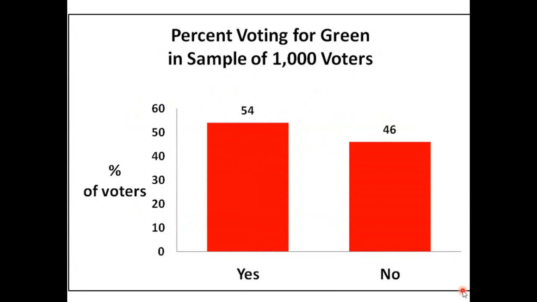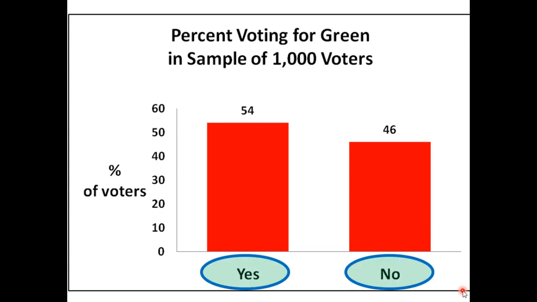It's just a density histogram. The x-axis indicates how voters plan to vote regarding Christina Green, yes or no. The y-axis indicates the percentage of voters in each category. In this sample, 54% of the voters plan to vote for Green.